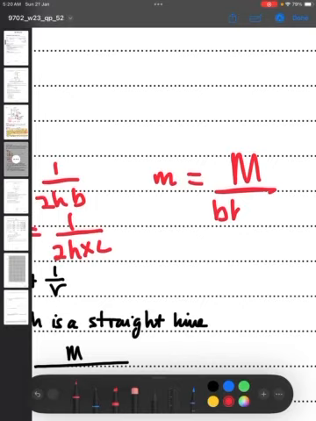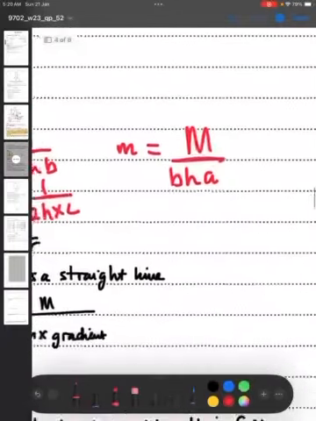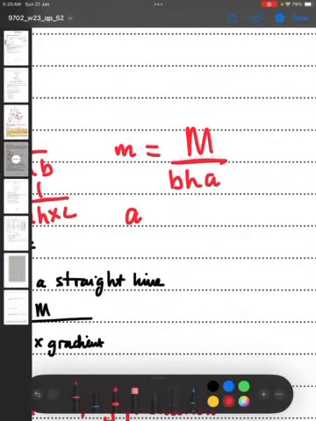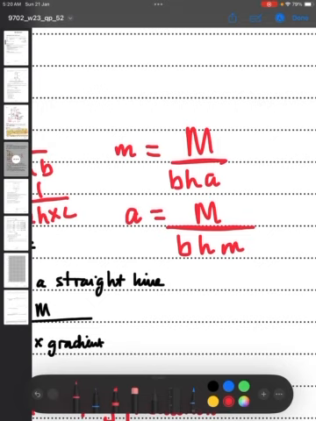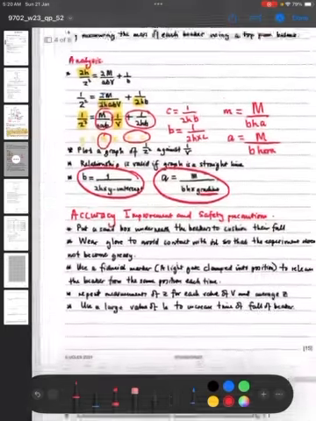So BHA, like that. So I can swap on now because I want to find A. To find A, I would then say capital letter M over BH, with small letter m being the gradient. So this is what we wrote here. To find A, we say BH times the gradient. So that's how we do it.